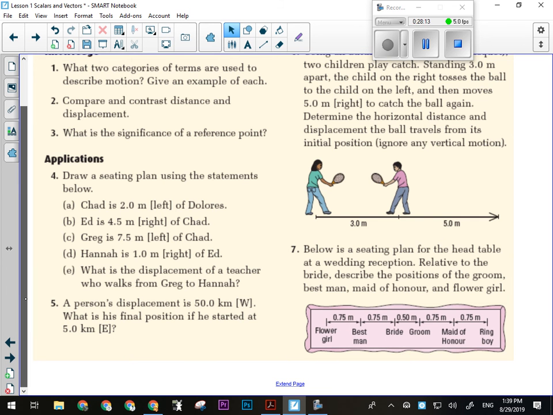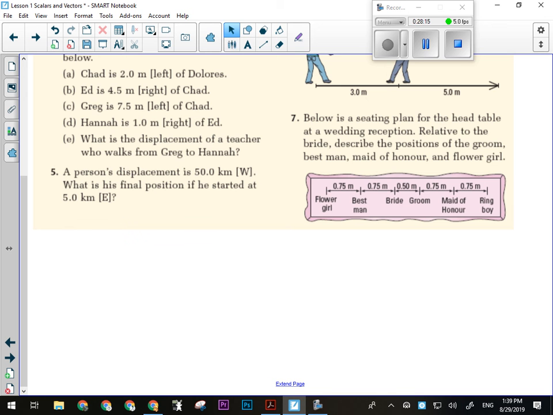Okay? So if we're setting this up, people go, well, where's Dolores? I don't know either. I'm just going to put a D here. And everything is going to be measured from her. She's my reference point. Okay? So it says that Chad is 2 meters left of Dolores. So, okay, there's Chad, and that's 2 meters. Okay? Ed is 4.5 meters right of Chad, which means he's how far right of Dolores? 2.5 meters. Okay.